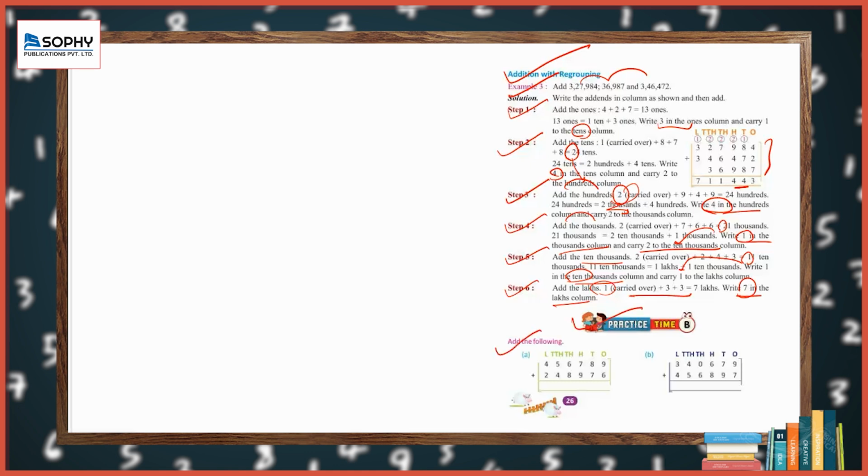Let's look at practice time B, students. We have to add the following terms. In this one, when we add, students, what will be the answer? Very good, students. It will be 5, then 1 carry, that is 6, then 1 carry again, that is 17, then 1 carry, then it will be, very good, students, that is 5. After that, 1 carry, that is 10, 1, 7.